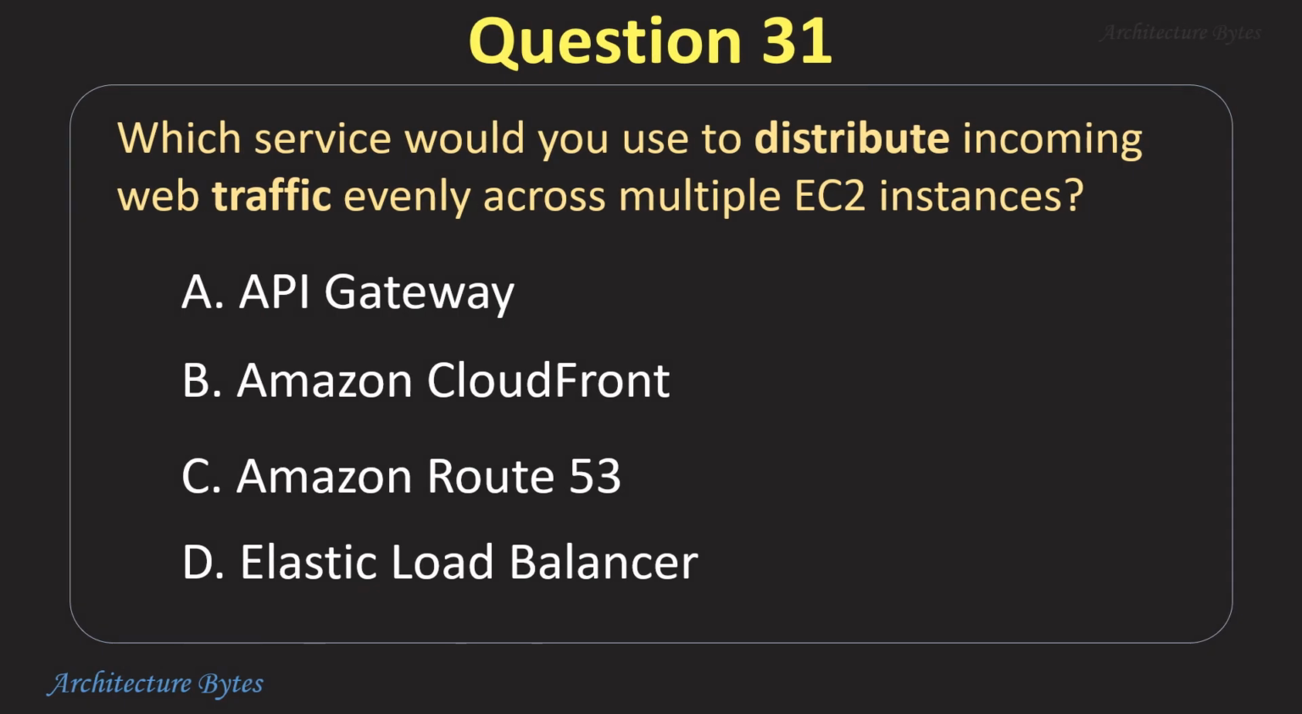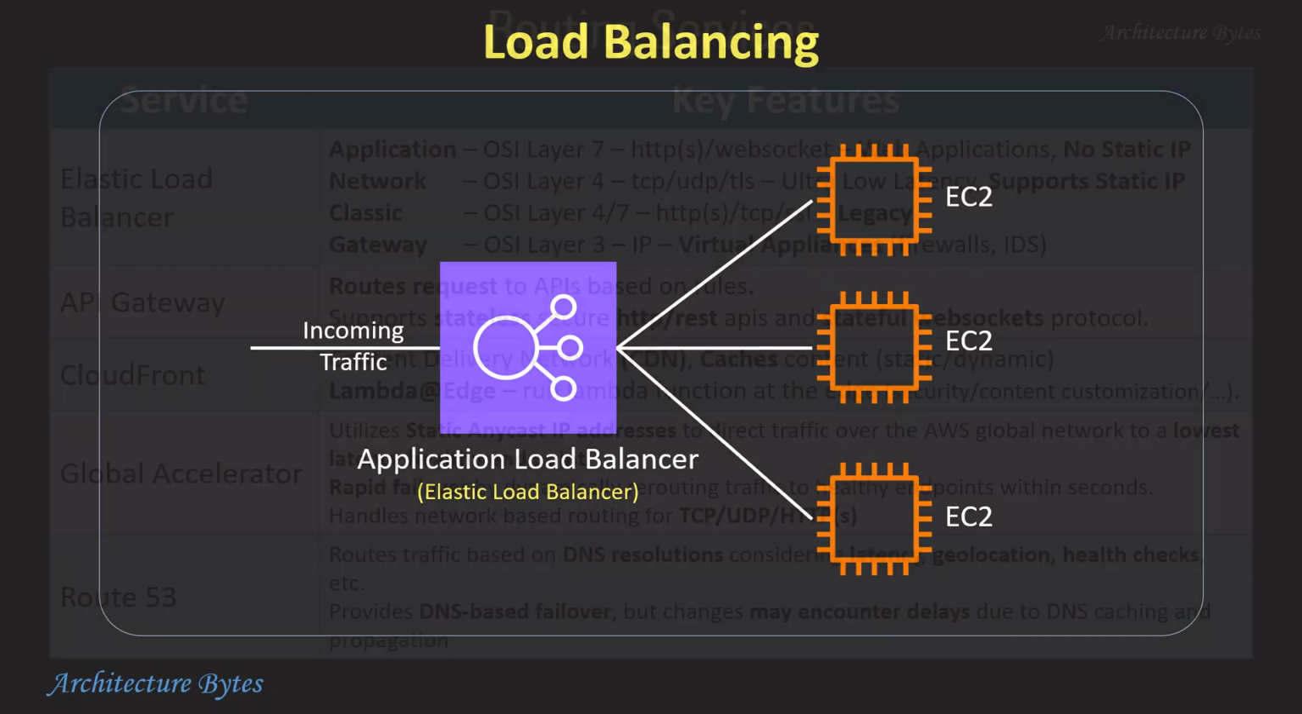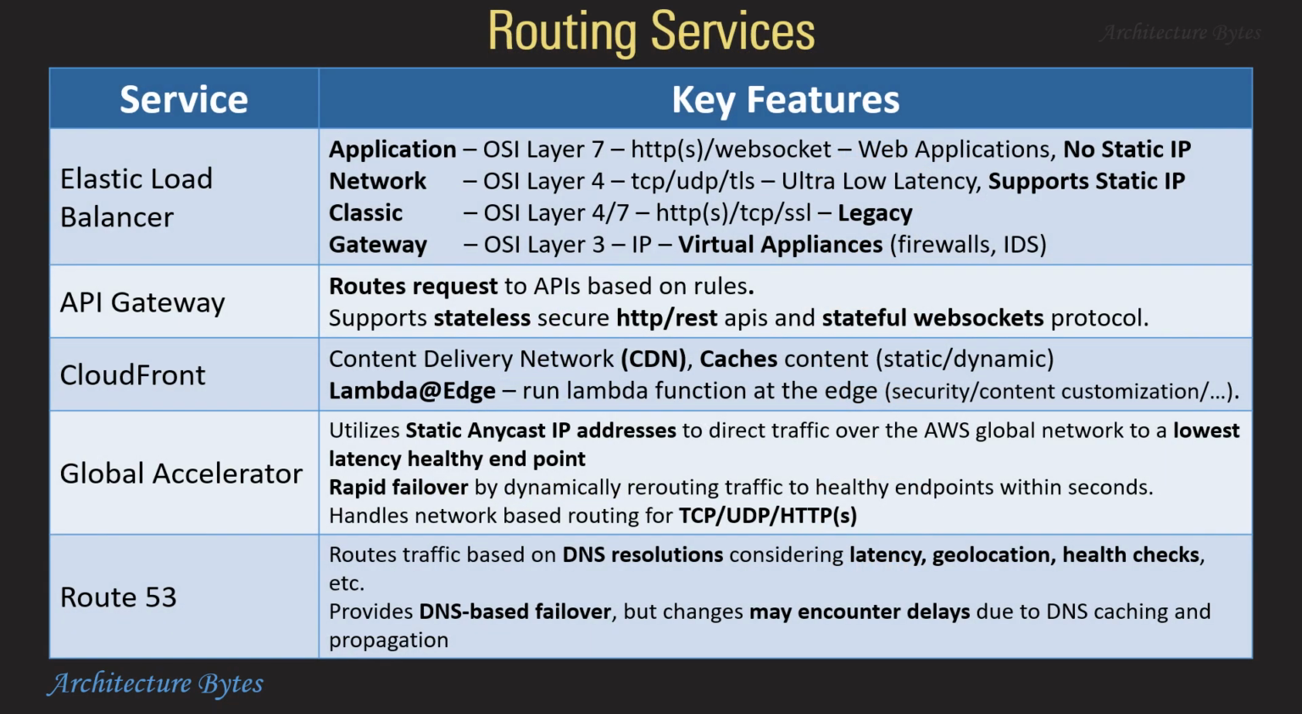Which service would you use to distribute incoming web traffic evenly across multiple EC2 instances? Elastic load balancers can distribute incoming traffic across multiple targets. Here are some routing services. Elastic Load Balancer. There are many kinds of these.